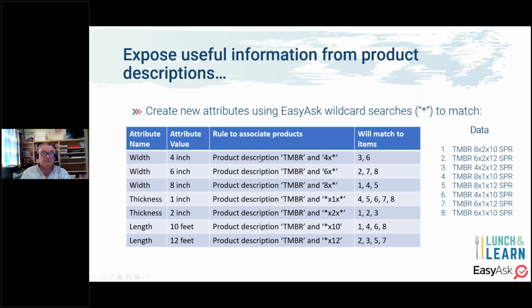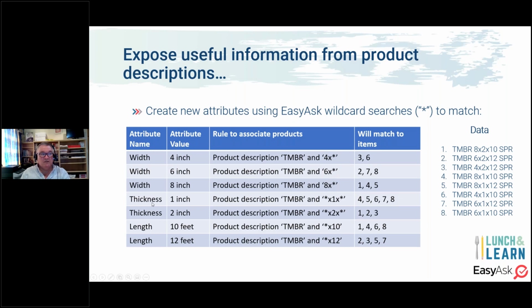And we've said product description, which is actually the name of the product, contains TMBR and contains a string which is 4x star. And what that means is anything beginning 4x. And so that would automatically match to item 3, this 4 by 2 by 12. It would also match to 6 because it's got a word in it that begins 4x. The 6-inch was the same, except that it was obviously a 6x star and an 8x star for the 8-inch width timber.